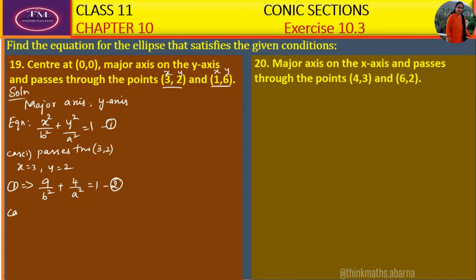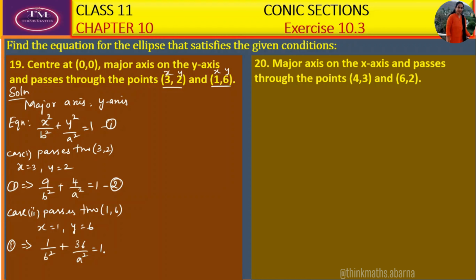What is case 2? Case 2 is it passes through another point. What point is that? It is (1, 6). That means x equal to 1 and y is equal to 6. So what happens to 1? This x is 1, so 1 square is 1. 1 by b square plus y is 6, 6 square means 36 by a square equal to 1.